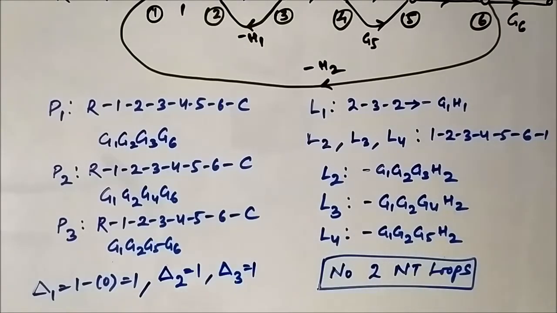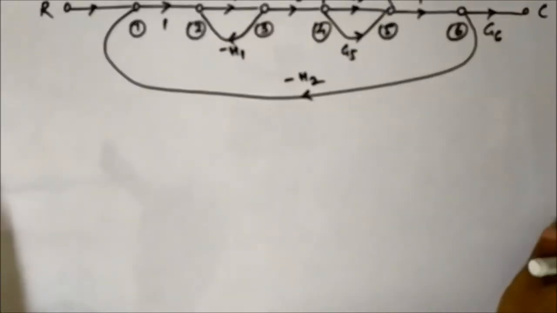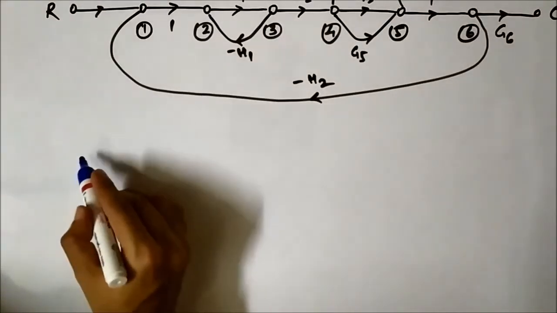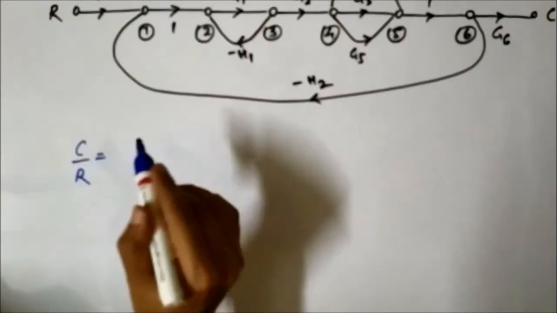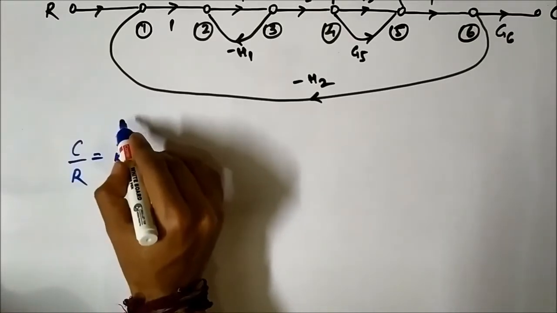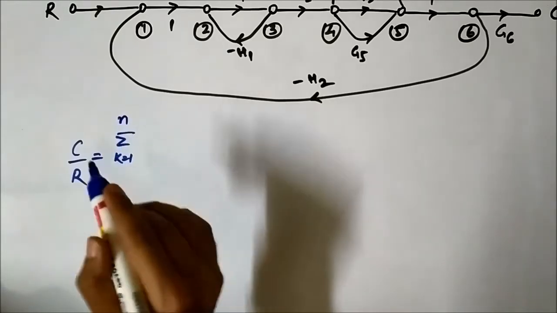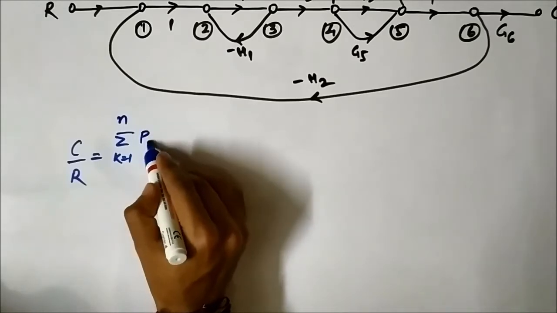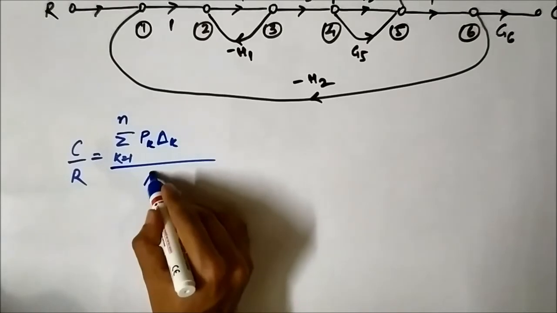Now let us just put these values and determine the transfer function of the system. So now we'll determine the transfer function of the system using Mason's gain formula. The Mason's gain formula again is given by summation of k equals 1 to whatever the number of forward paths, P k delta k, product of the forward path gain and the path factor, by graph determinant.